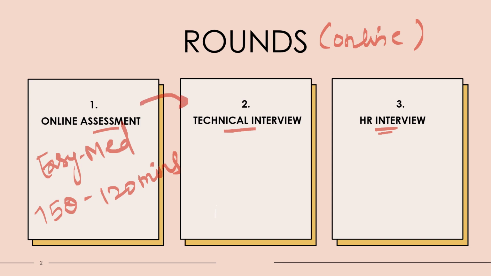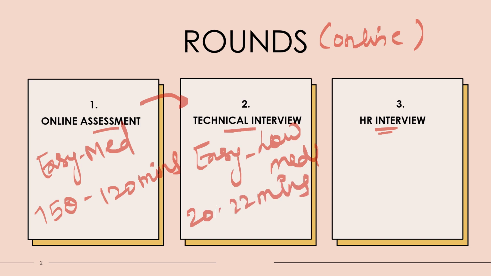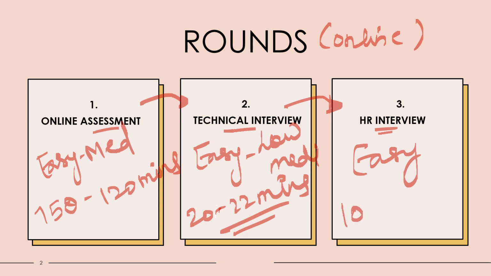For the technical interview, the difficulty level is somewhere around easy to, I will say, low medium or less medium, and it goes up to 20 to 22 minutes maximum. Then, if you clear the technical interview, you are called for the HR interview, and for the HR interview the difficulty level is easy only, and it goes up to a maximum of 10 to 12 minutes. Basic questions are asked regarding the projects you have done, or any internship, and some behavioral and leadership questions.